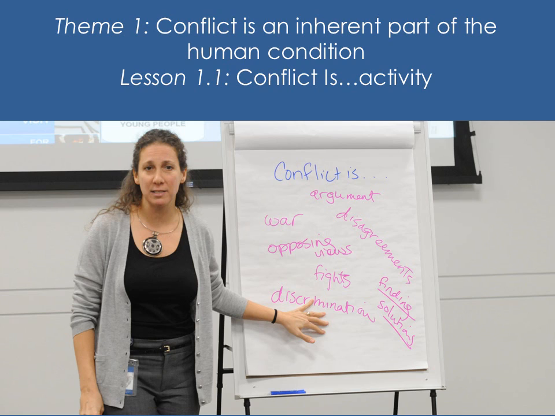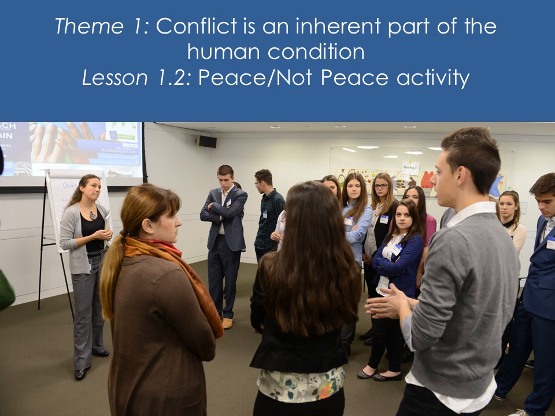The next activity is to look at peace. So the next activity I am going to share is from the second lesson, and it is about defining peace. We call it the peace not peace activity, and it's essentially a human continuum. So if you look over the students' heads against the far wall, you can see a sign that says not peace, and then imagine that across the room is a sign that says peace.